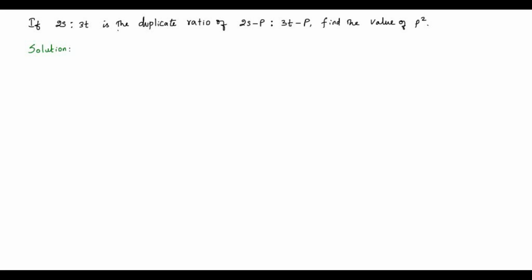Here we have a problem on ratio. Let's read the question. If 2s is to 3t is the duplicate ratio of 2s minus p is to 3t minus p, find the value of p square.